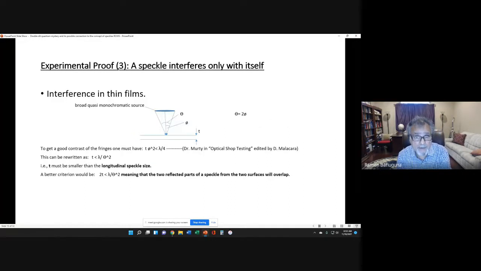Let's go to the third proof, that speckle interferes with itself. Again, this is a thin film with thickness T, and this is taken from Dr. Murthy's chapter in Optical Shop Testing, edited by Daniel Malacara. He gives this relationship, T phi squared is less than lambda over 4, where phi is the semi-angle subtended by the quasi-monochromatic extended source. I can rewrite this as T is less than lambda over theta squared. And what is lambda over theta squared? That's the longitudinal speckle size.